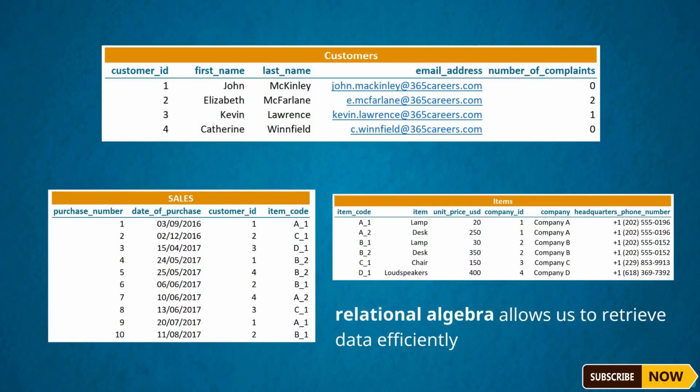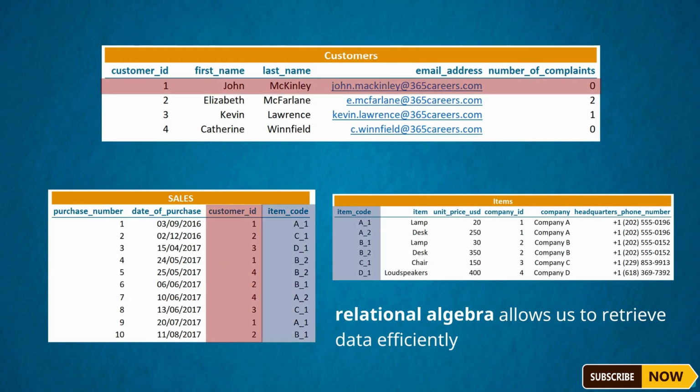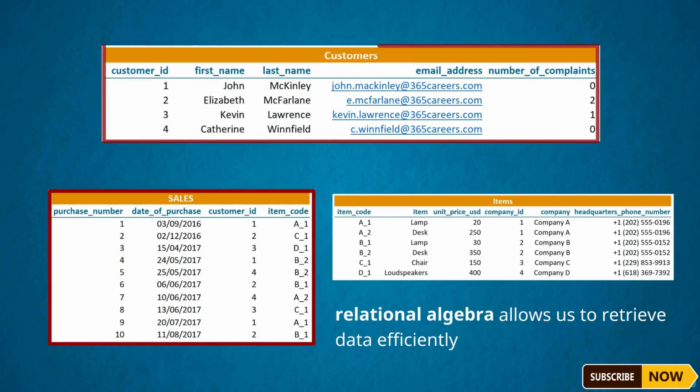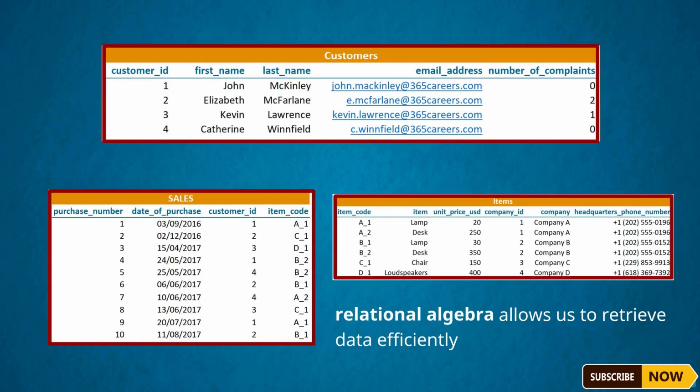Relational algebra allows us to use mathematical logic and create a relation between a few tables in a way that allows us to retrieve data efficiently. Namely, these 3 tables, sales, customers, and items, are related through the customer ID or the item code columns and form a relational database. And, importantly, each one bears a specific meaning and contains data characterizing it. One of the tables contains information about sales, the other about customers, and the third about the items.